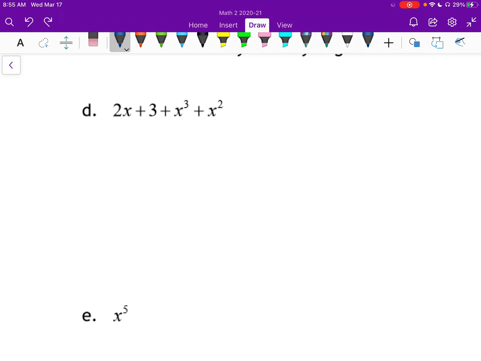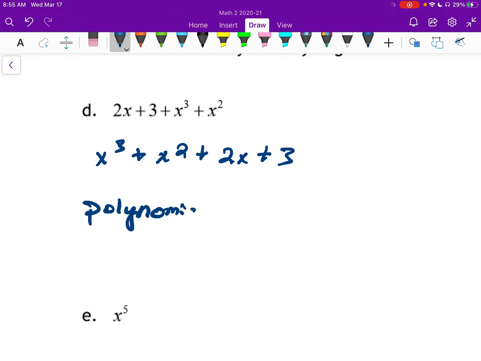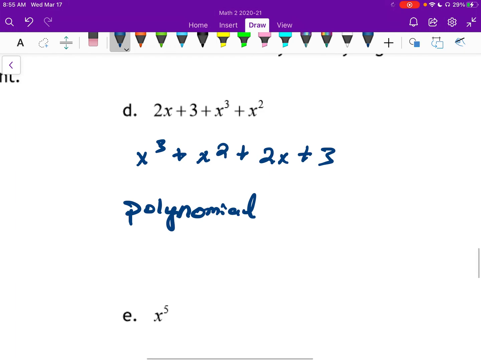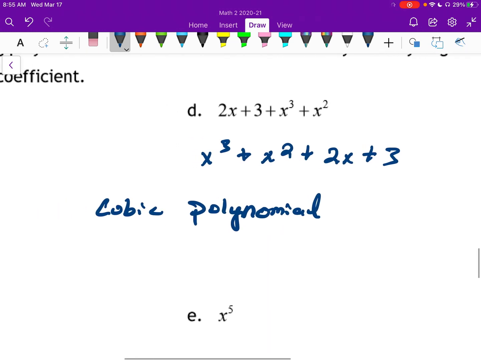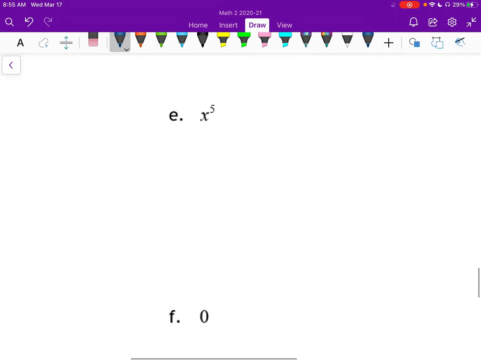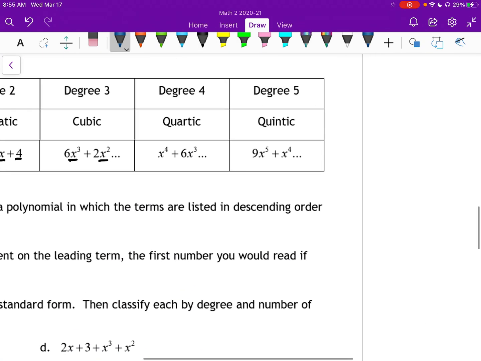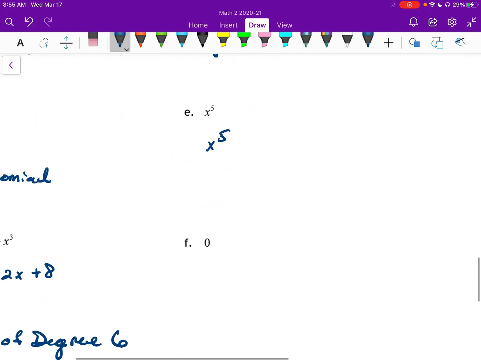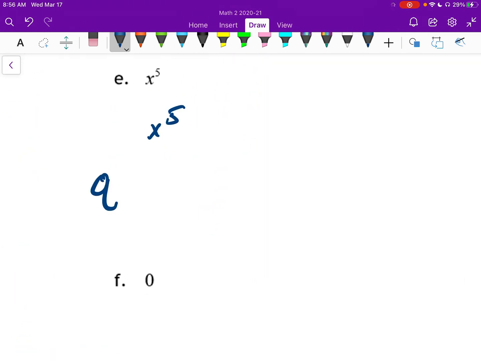D, we have x cubed plus x squared plus 2x plus 3. So this will again be a polynomial. But this is an x cubed, so that's a cubic. So it'll be a cubic polynomial. E is x to the 5th. So this is just x to the 5th. And so what is the 5 word? It's quintic. So we're going to call this a quintic monomial.